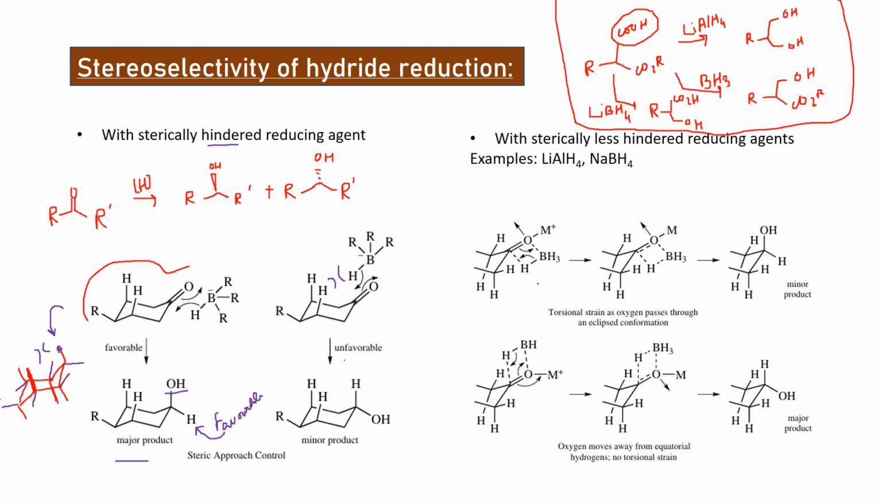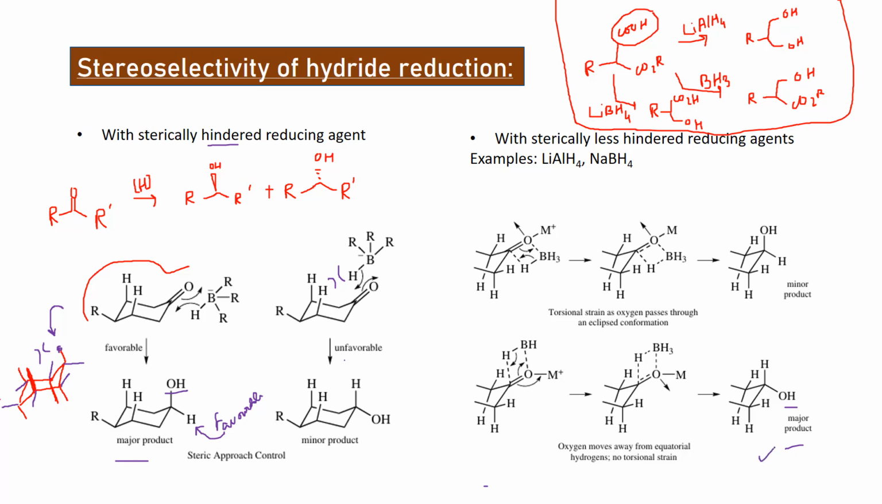But if you have a less hindered reducing agent, like normal LiAlH4 and NaBH4, in those cases, because of the high stability of this intermediate state, the axial attack becomes major, and we get this equatorial alcohol as the major product. Just the reverse of that one.